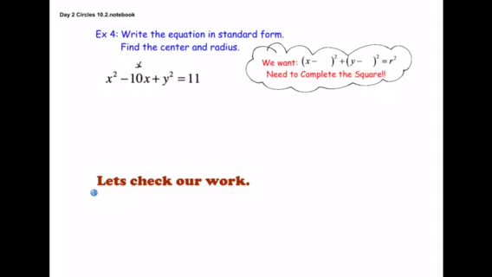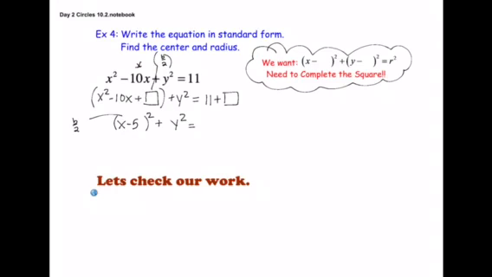So if you think back, we have x squared minus 10x plus box, plus y squared equals 11 plus box. So in order to get this factor, we did b divided by 2. So in this box right here, we have b divided by 2. So negative 10 divided by 2 is negative 5. This box right here is b divided by 2 squared.